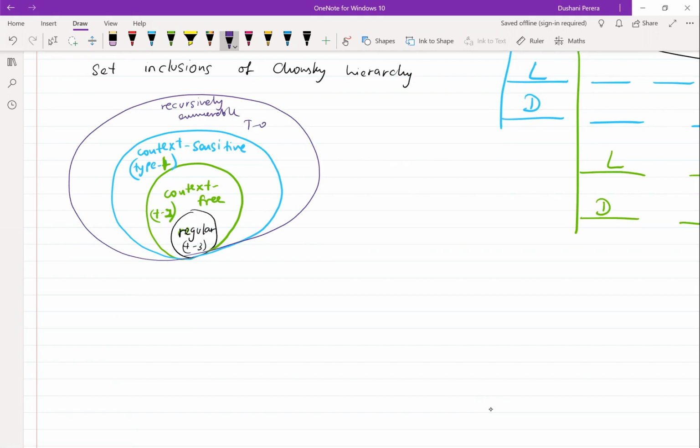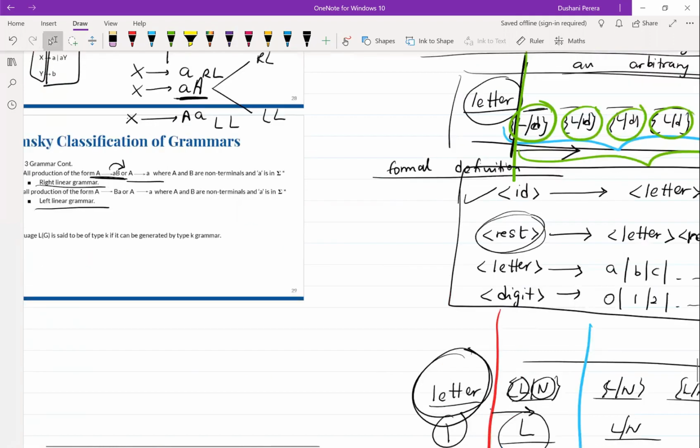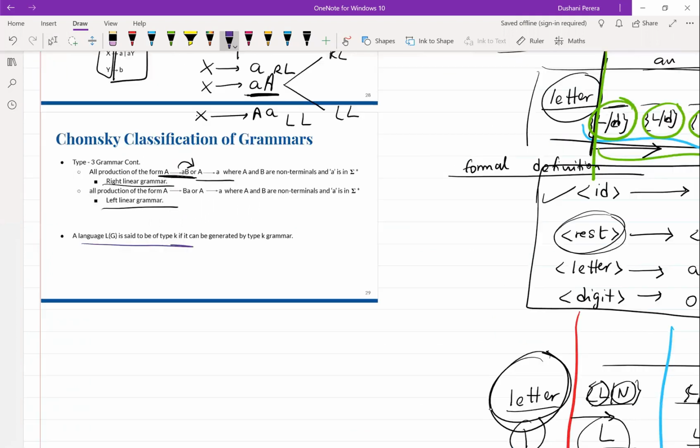Okay, so this is like a set inclusion. I mean, it is how you represent the four classes that this person identified, in a set. Okay, so recursively enumerable, type 0, is the main one which will include all of the classifications. All right. And we can generalize this classification, Chomsky's classification, by saying a language is said to be of type K if it can be generated by a type K grammar.